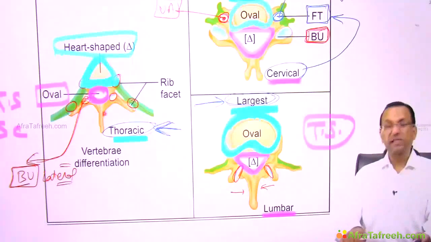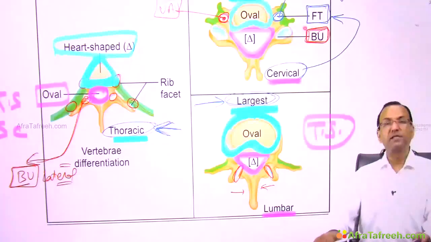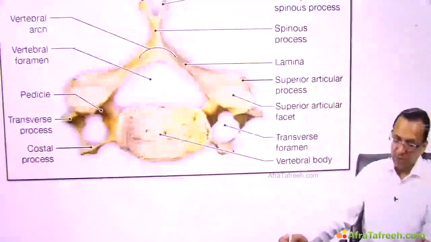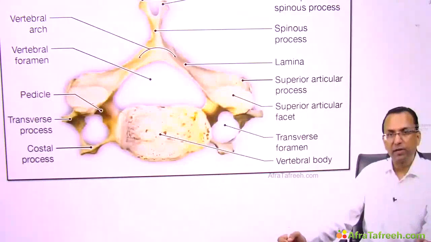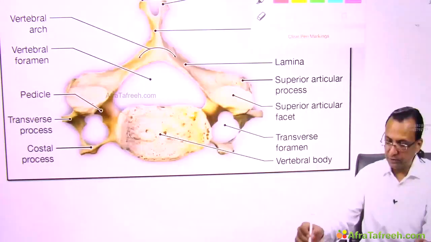In thoracic, it is lateral. Yes. And in cervical, it is only backward, upward. Yes. Okay, let us quickly draw the diagram, but before that you can see, tell me which vertebra is this.